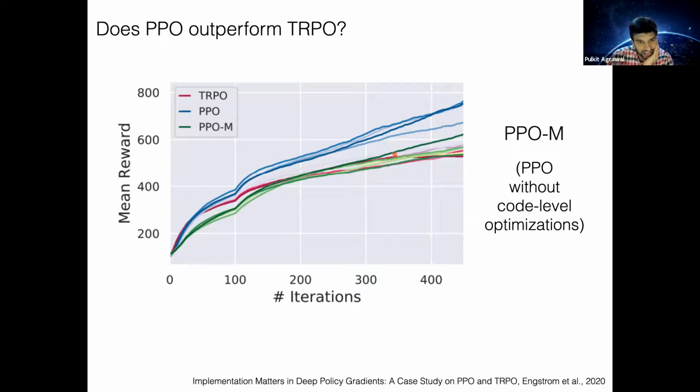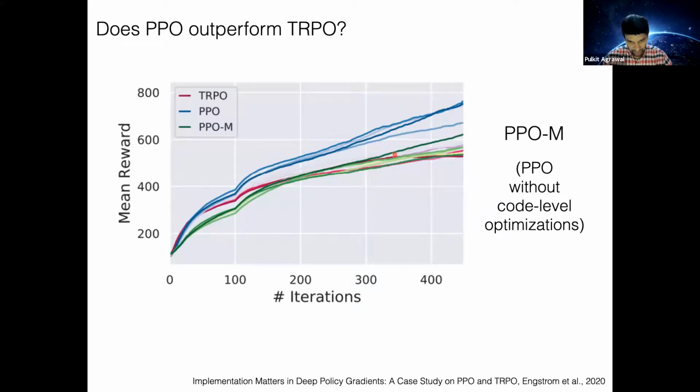So I think the jury is still out. It seems like both of them, KL divergence and clipping, do pretty much similarly to each other. And in some ways you'd be a bit disappointed, wondering why it is that these code-level optimizations making a difference were not found earlier. I think a part of it comes from the fact that the field is still evolving. And why these things are hard to catch is something we'll look at in the remainder of this lecture.